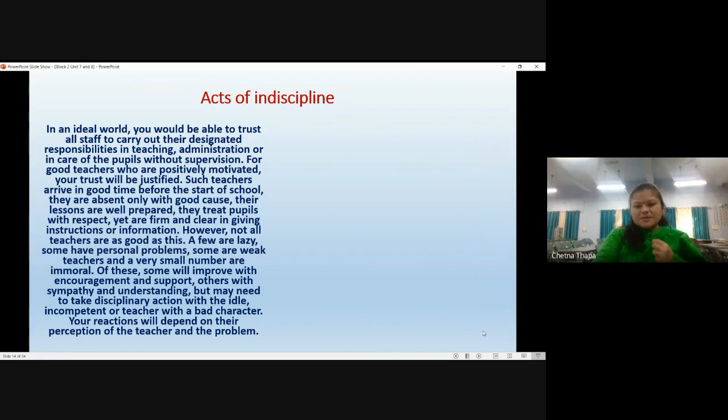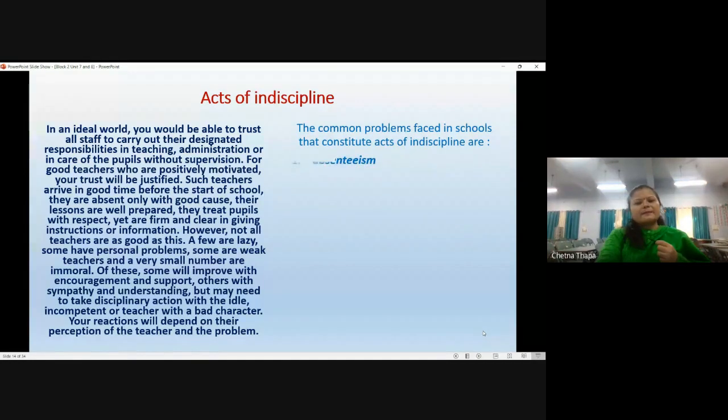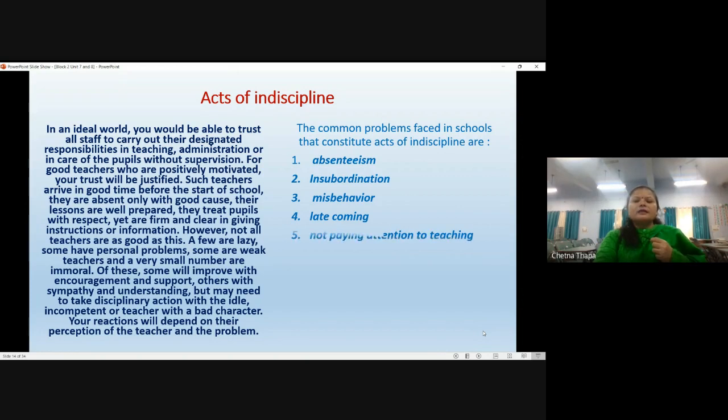So there are various kinds of problems that are being faced in the schools, and these are all acts of indiscipline. To name a few of them: absenteeism, the teachers being absent frequently. There is insubordination. They lack coordination. Then they have a misbehavior issue among these staff members. They are latecomers also.